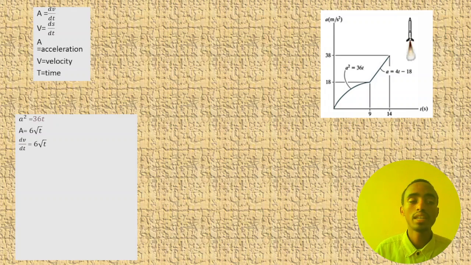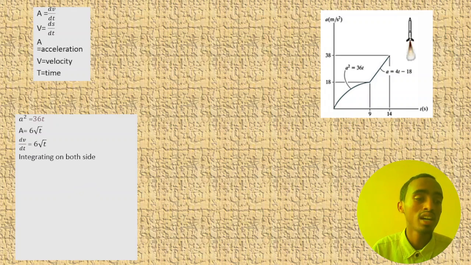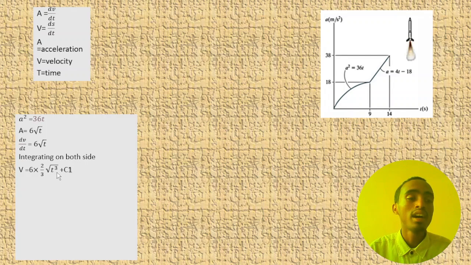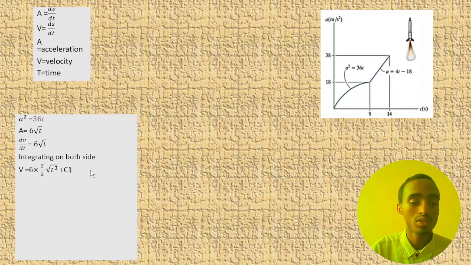From this, we can integrate both sides and calculate velocity. By integrating both sides, v equals 6 times 2/3, which means t to the power of 1/2 plus 1, which is 3/2, so v = 4 times the square root of t cubed plus c1, which is our constant.